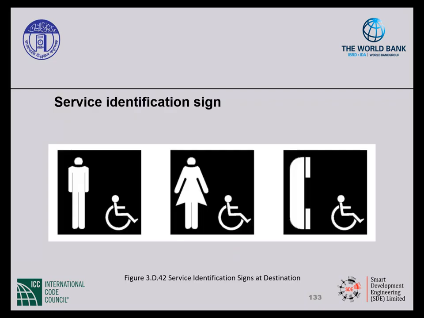Also need to provide accessible signs for the different services that are available. As you see on the screen, we have a men's room, a women's room, or a telephone booth. Make sure that the sign includes the symbol of the service, such as the lift, telephone booth, toilet, staircase. And when you have a pictogram of a male and a female, make sure that it's tactile so that somebody can distinguish the difference between them.